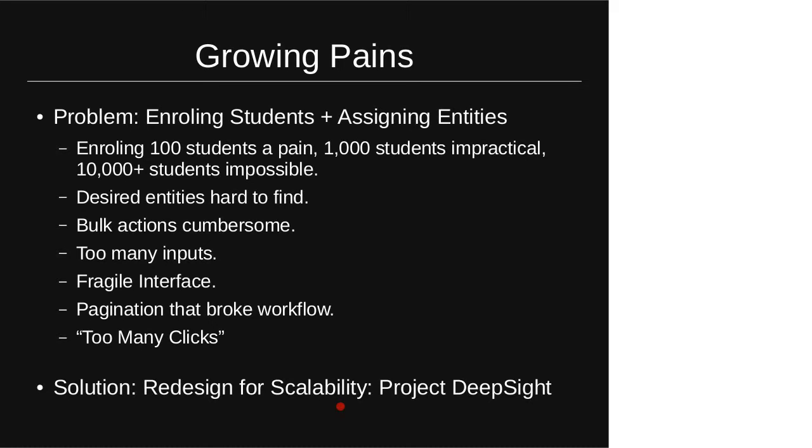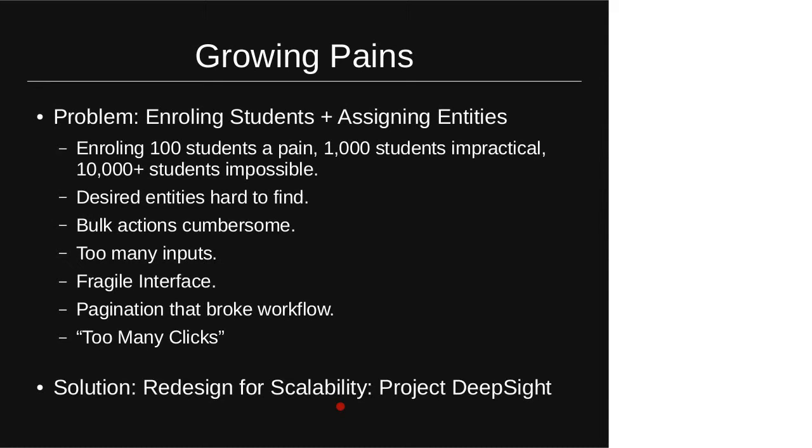Now, as I said, enrolling 100 students, for example, was a pretty big pain with our existing interfaces. 1,000 students was just impractical, and we had to come up with different solutions for this type of workflow. And 10,000 users, anything more than that was simply impossible. It was very hard to find the specific users, programs, courses that a user wanted to find because we only gave them limited searching options.